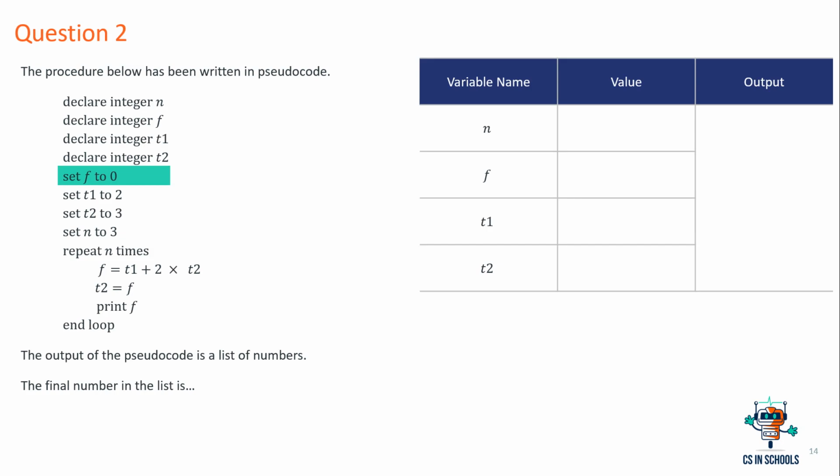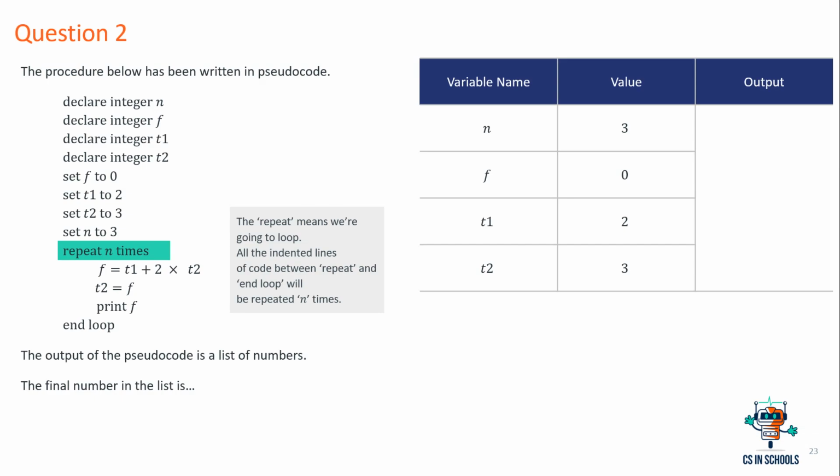So setting f to 0. What we do there is we are assigning the value 0 to the variable f. So we pop the value there into the middle column of our trace table. t1 is set to 2. So there's 2 being assigned to t1, and 3 is set to t2. There's 3 in the middle column next to t2. And setting n to 3, there's 3 assigned to n.